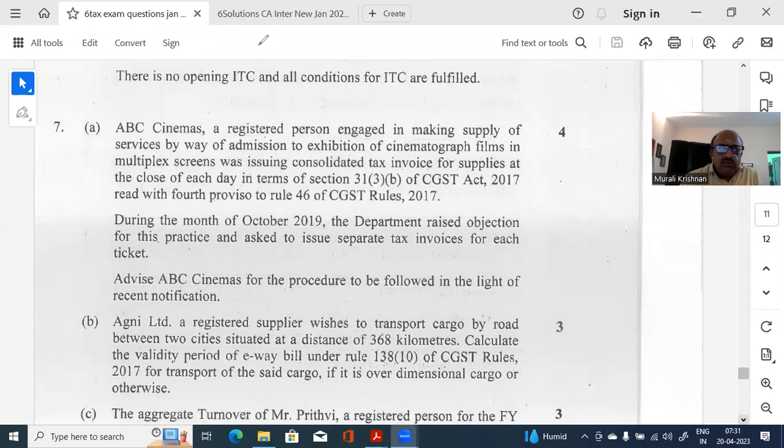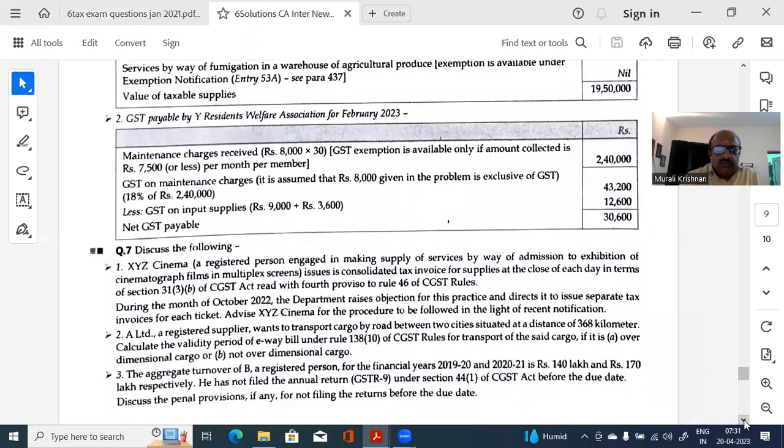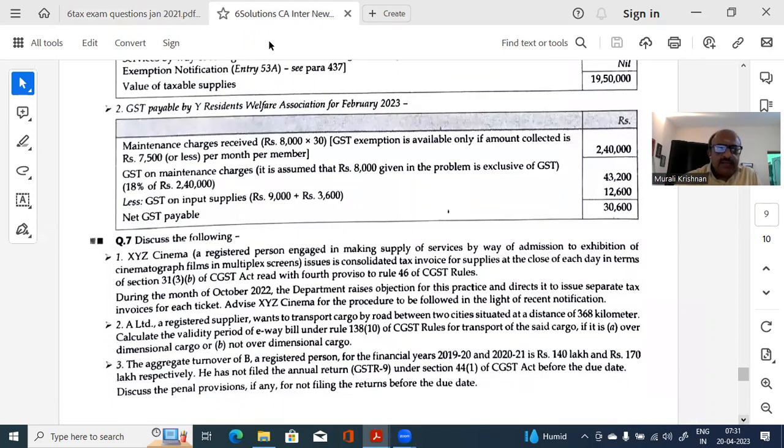So let us see what the answer is. Now, again, unless you know the provision, you cannot write it. If you write something which you don't know, then it will be story. So here see, XYZ Cinema is registered. There some name is there, different name. Supplying by way of admission of exhibition cinematographic is a consolidated invoice at the close of, there's a question.